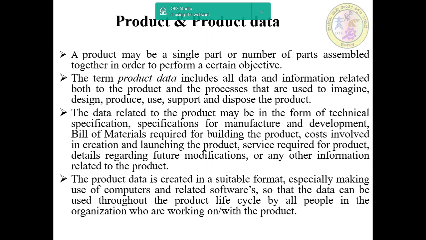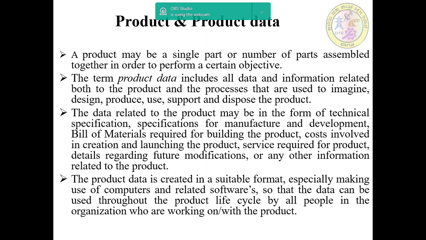First we'll take the first component of PLM: product and product data. Here a product may be a single part or a number of parts assembled together in order to perform a certain objective. The term product data includes all data and information related to both the product and processes that are used to imagine, design, produce, use, support and dispose the product.